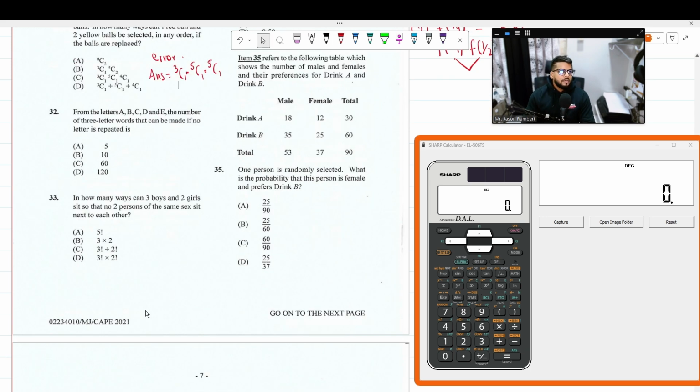Cool. All right, next one. From the letters A, B, C, D, and E, the number of 3-letter words that can be made if no letter is repeated. So a 3-letter word. Number of ways of picking the first letter is 5 by 4 by 3, 60. This is also a permutation. 1, 2, 3, 4, 5. Pick 3.